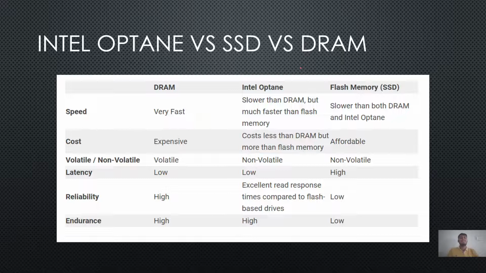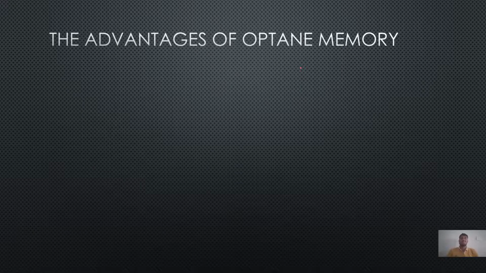like DRAM. So as stated in the table, you can see the benefits of both hardware innovations, that is SSDs or flash drives, and RAM. The Optane memory is a combination of the benefits of both. It is affordable like the flash drive, and it is also faster like DRAM. So next will be the advantages of the Optane memory.